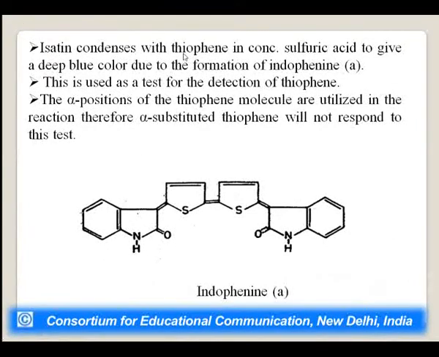Isatin condenses with thiophene in concentrated sulfuric acid to give a deep blue color due to the formation of indophenine, and you can see the structure of indophenine. These are two isatin, and these you can see two structures of thiophene. This is used as a test for detection of thiophene. The alpha position of thiophene molecules are utilized in the reaction, therefore, alpha substituted thiophene will not respond to this test. Here you can see the bond will form at position number alpha. If alpha is occupied in thiophene, it cannot be detected by this test with isatin.